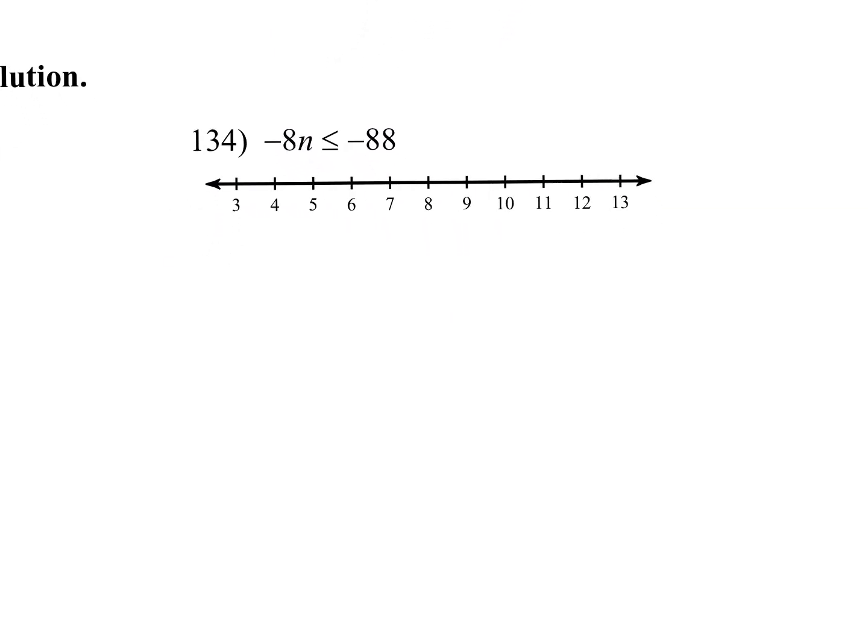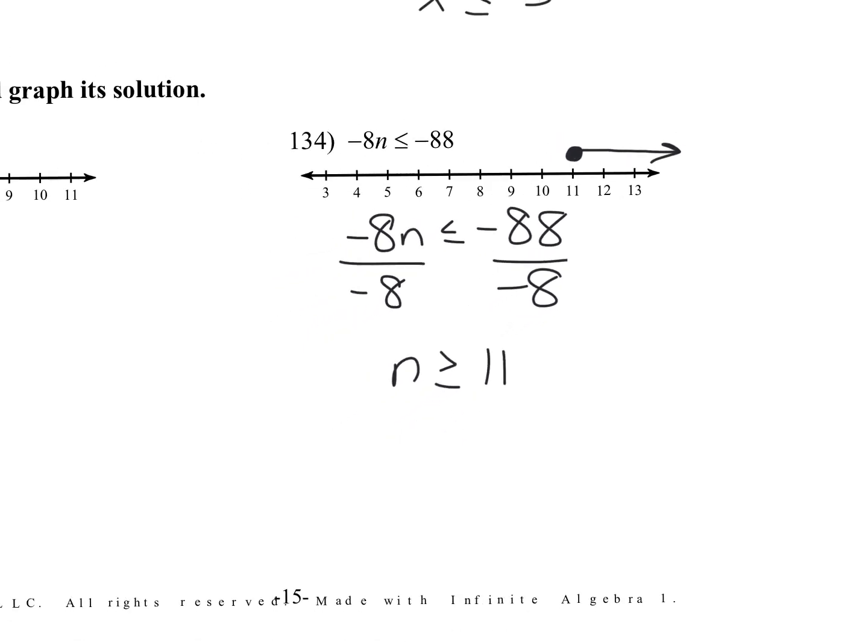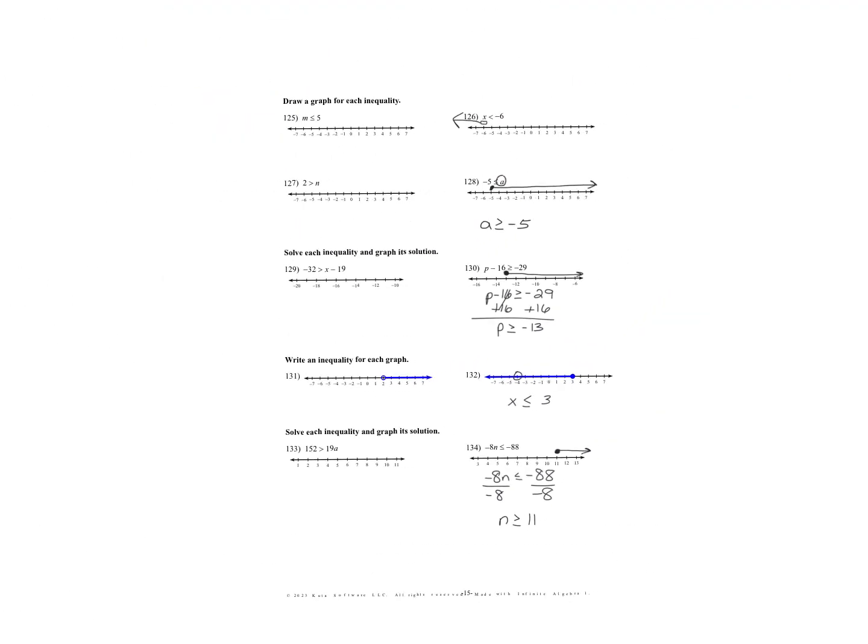On 134, what's wrong with this one? We've got to get n by itself by doing what? Dividing by -8. Why does the sign flip? Dividing by a negative, so it flips, and then we get n is greater than or equal to 11. Graphing: open or closed? Closed, going right. Do not forget to flip your sign if you divide or multiply by a negative number. That's something you should probably put on your note card. Any questions on this page?